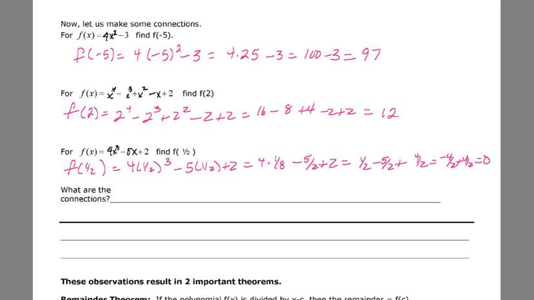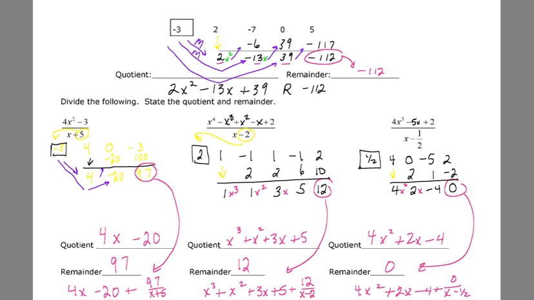So let's look at these three answers, 97, 12, and 0. Those three function values. And if we go to the previous page, we'll see a connection. Notice the remainders on the previous page were 97, 12, and 0. Interesting. When I found function values, notice that the answer to the problems we just did were the remainders to these synthetic division problems we did previous.